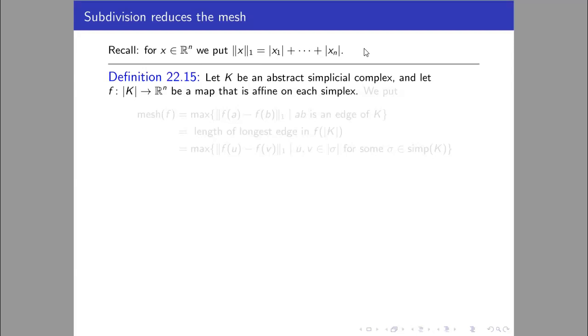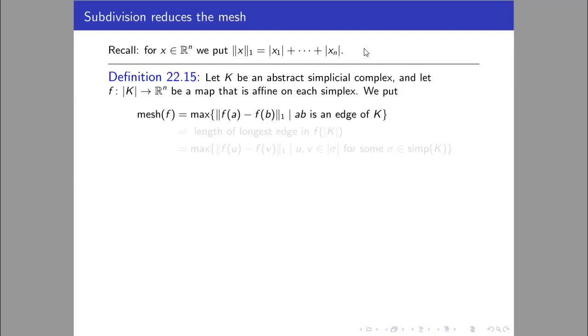the realization of K to some Euclidean space Rn. It's supposed to be a map that's affine on each simplex. So if you've got a point x equal to sigma xi vi, then f of x is sigma xi f of vi. So then we're going to define the mesh of F to be the maximum of the L1 lengths of the edges. Okay, so the images of the edges under F.